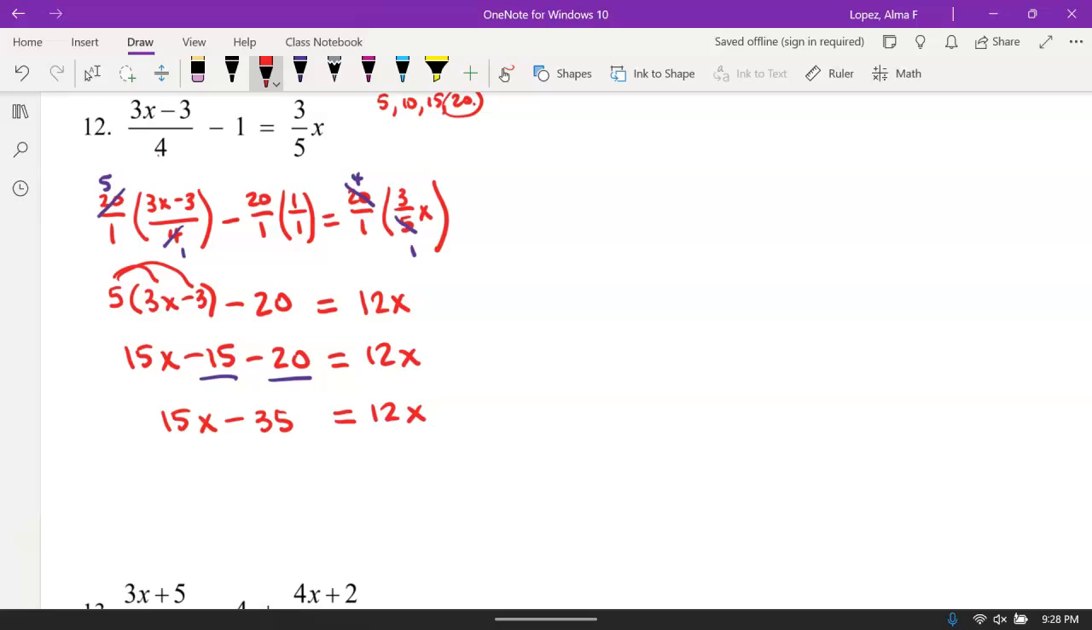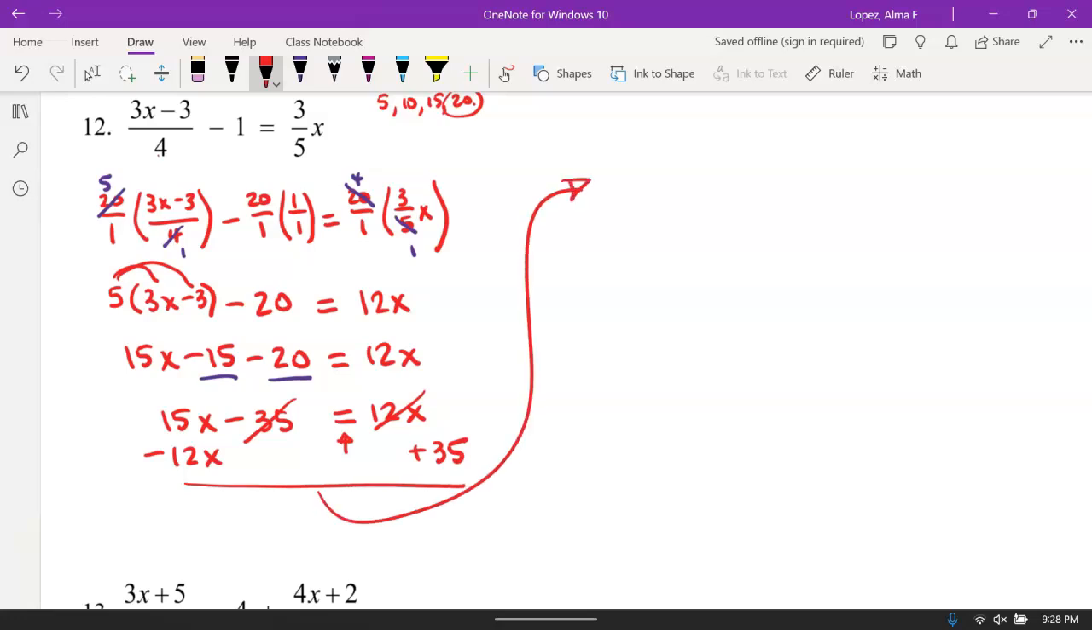Now I'm going to move the 35 over to the other side of the equal. That's going to become a plus 35 over here. And the 12x, I'm going to move over the equal sign also. It's going to become a negative 12x on the left. When I combine like terms, the 15x's and the negative 12x's make 3x. On the other side, I just have that 35.